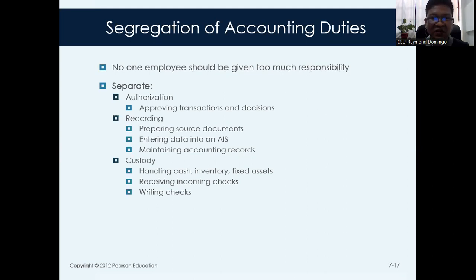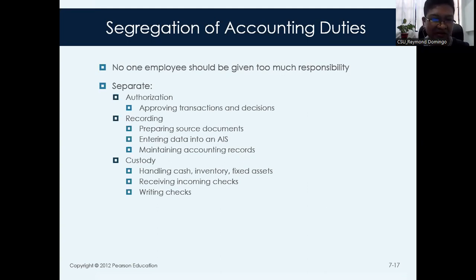Okay? So, dapat hati-hatiin natin to. Kasi kung napunta sa isang tao itong mga activities na to, there is a high chance of misstatement due to fraud. Possibility of fraud. Okay, so ano yung mga tatlo na kailangan nating tutukan? Yung authorization, recording, and custody. Okay, pag sinabi nating authorization, ito yung pag-approve ng transaction sa paggawa ng mga decision.